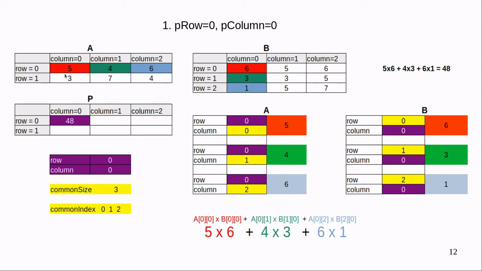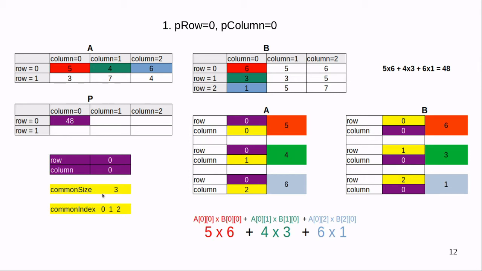So here, if you see, there is 5 by 6, 4 by 3 and 6 by 1. How many multiplications are we doing here? How do we tell the compiler the number of multiplications that has to be done there? That is something we can get from the common size. Common size, if you remember, is the number of columns in matrix A or the number of rows in matrix B. That is something we have stored in the variable called common size. The common size here is 3.